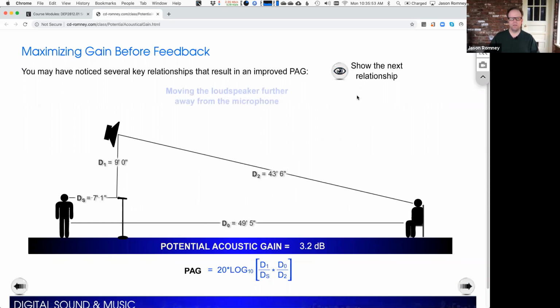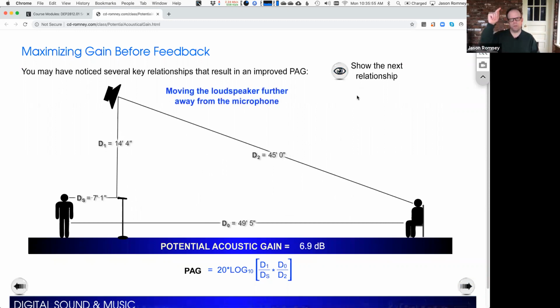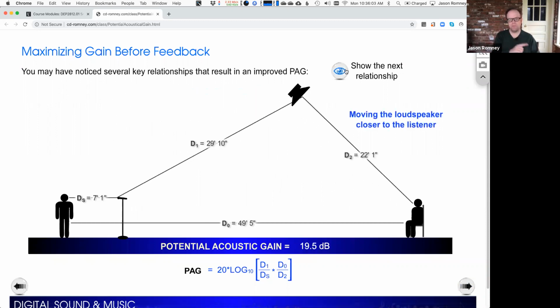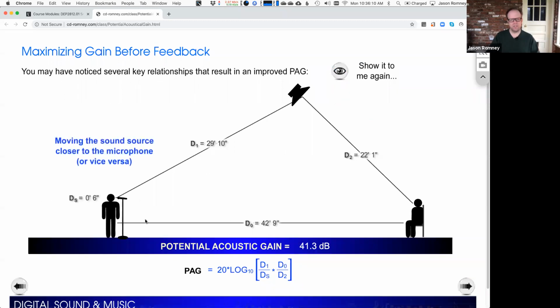We know that if we can get the loudspeaker farther away from the microphone, gain goes up. Now we're at 7 dB. If we can get the loudspeaker closer to the listener and farther away from the microphone, gain goes up. Now we're at 19.5 dB. If we can also get the talker as close to the microphone as possible, gain will also go up. Now we're up at 41 dB of gain. So I've managed to go from 1 dB of gain before feedback to 41 dB of gain before feedback, and I haven't yet touched an EQ.